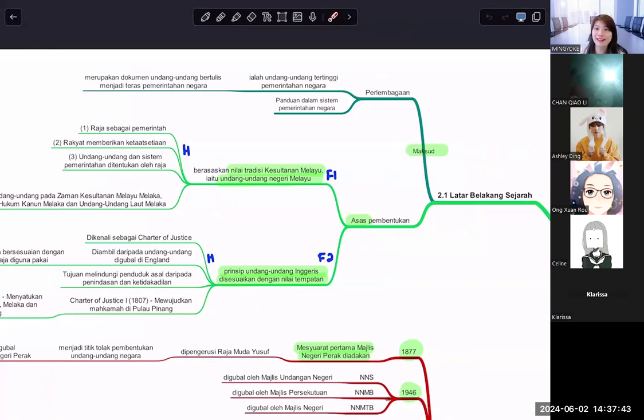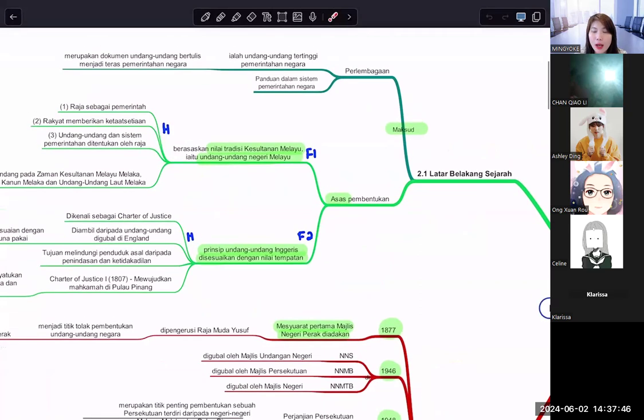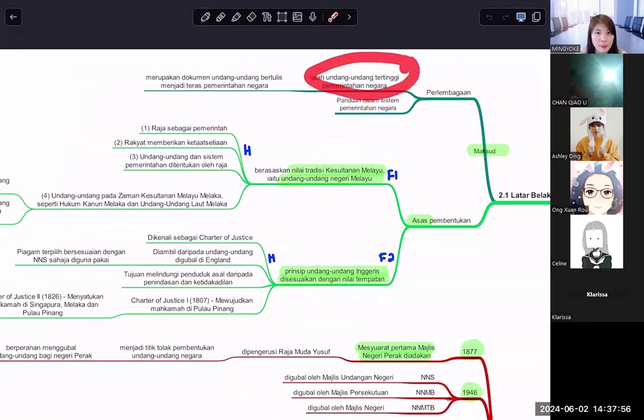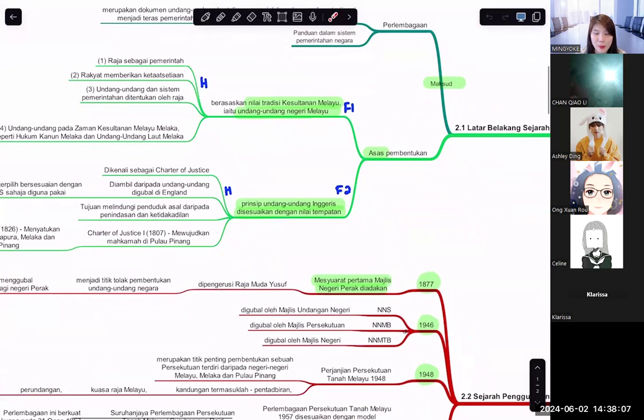So when they ask you latar belakang sejarah perlembagaan, okay, the federal constitution. Perlembagaan is a constitution. What's the maksud? What's the meaning? It is actually undang-undang tertinggi pemerintahan negara as the guidance, as well as the document undang-undang bertulis as the core of our government. So of course, in this case, our latar belakang is, first of all, asas pembentukan.